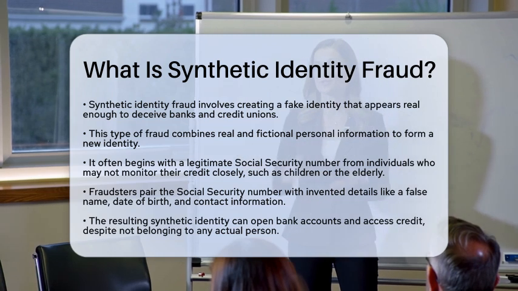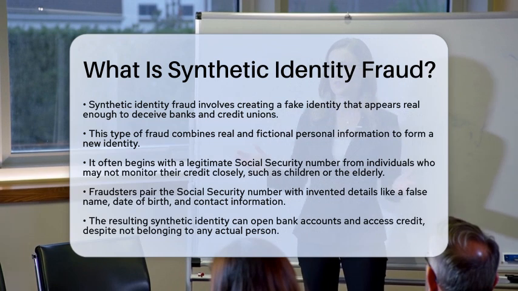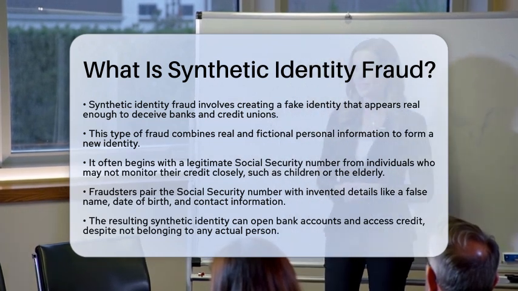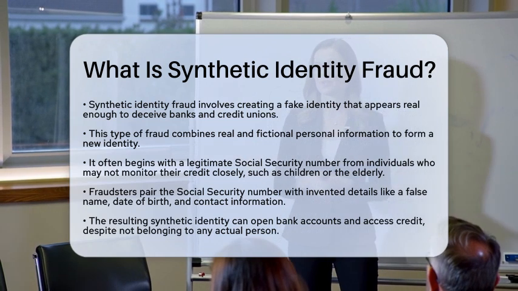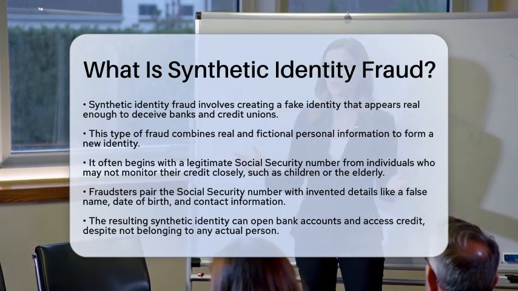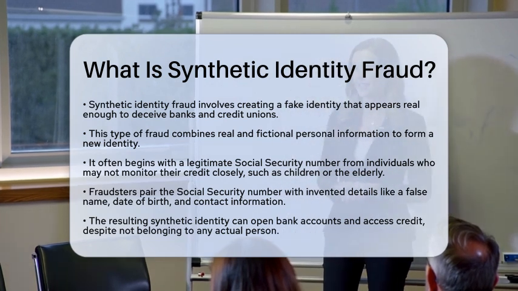The fraudster then pairs this social security number with invented details such as a false name, date of birth, address, phone number, and email. The result is a composite identity that does not belong to any real person but looks authentic enough to open bank accounts and access credit.